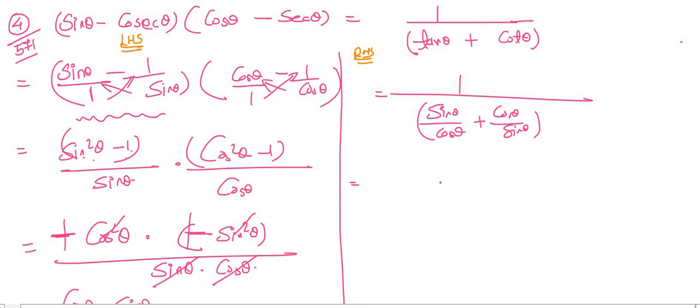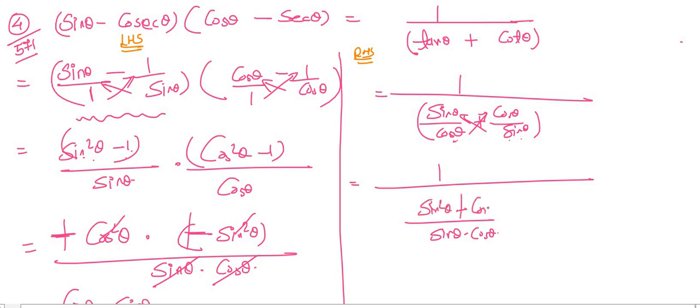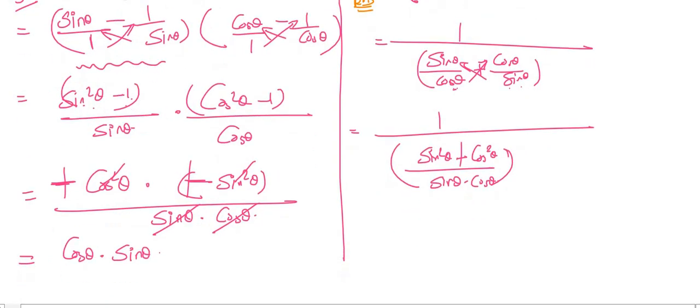So what will be the LCM here of these two? Sine and cos. Correct? LCM is sine and cos. So this into this and this into this. So it will be sine square plus cos square. Correct? What is this plus this? It is nothing but 1. So it will be 1 by sine into cos.